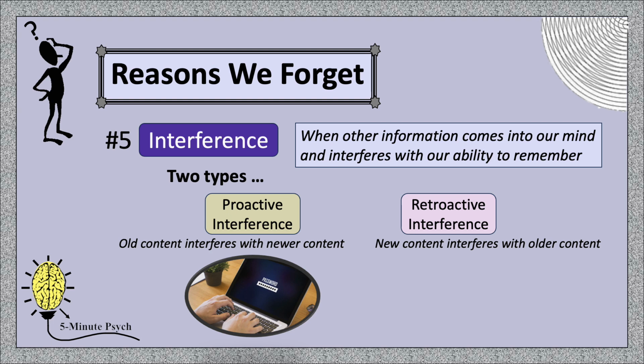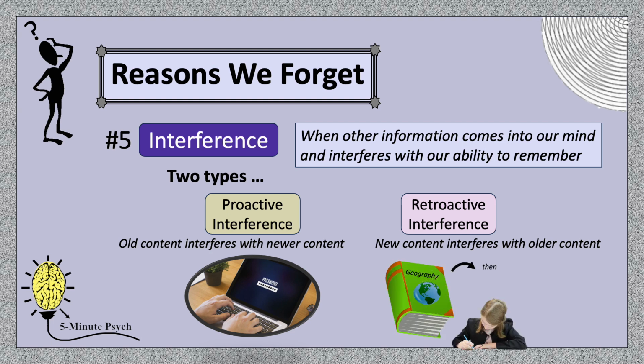With retroactive interference, now new content interferes with your ability to remember older material. For instance, your ability to remember your geography lesson will be impaired if you have to study history right after, compared to if you didn't. This means that anything that happens before or after you learn something can affect your memory of that content.